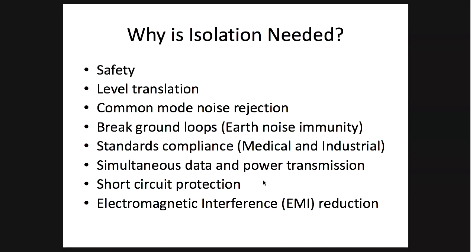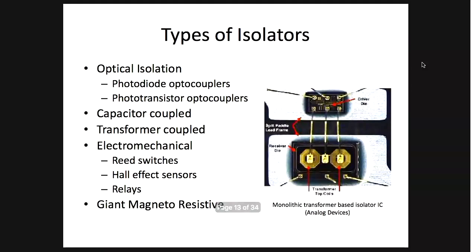So simultaneous data and power transmission, short circuit protection, then EMI, electromagnetic interference, sometimes that also can happen. So these are the reasons we need isolation. Then the types of isolators. Optical isolation, photodiode optocouplers, we will come to that one. Phototransistor, capacitor coupled, transformer coupled, electromechanical, reed switches, Hall effect sensors, relays, giant magnetoresistive.